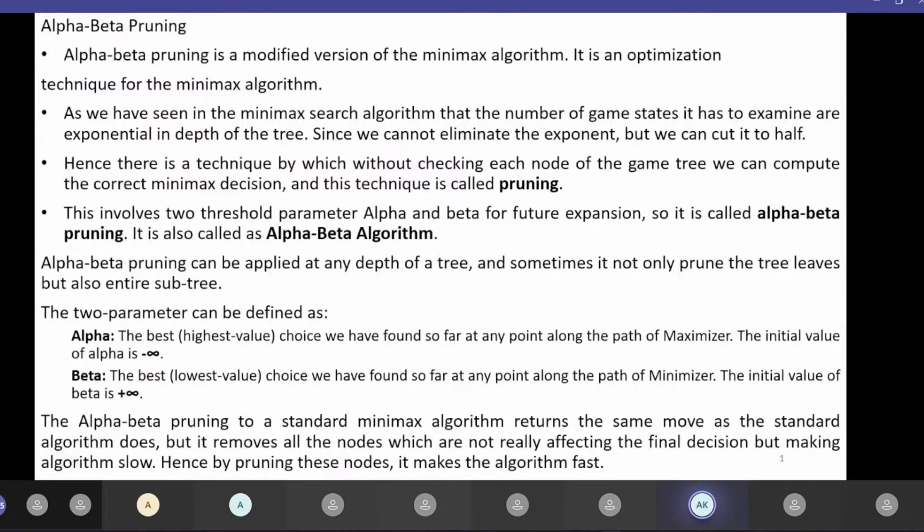So now a modified version of your min-max algorithm. Because of the limitations, the technique we are going to use to overcome that is alpha beta. So we can say it is a modified version, an optimization technique.